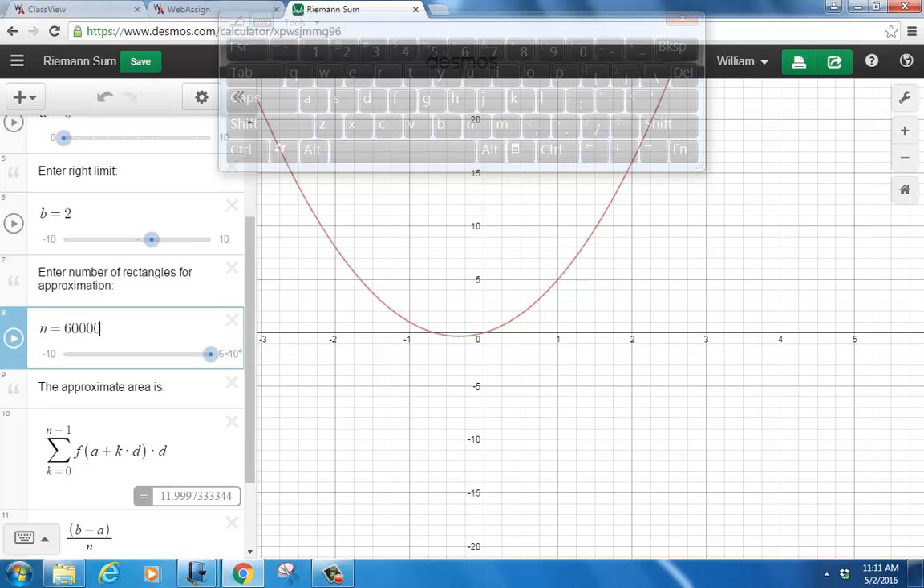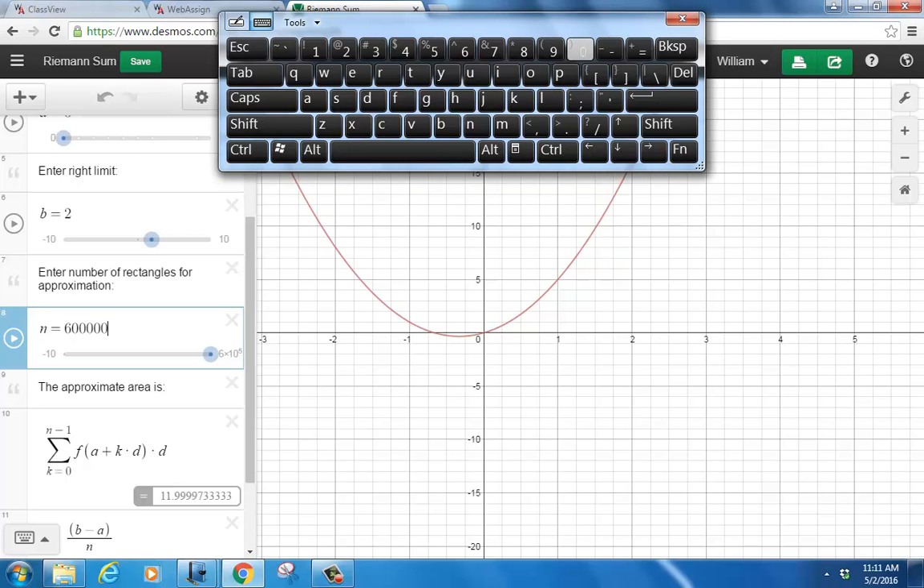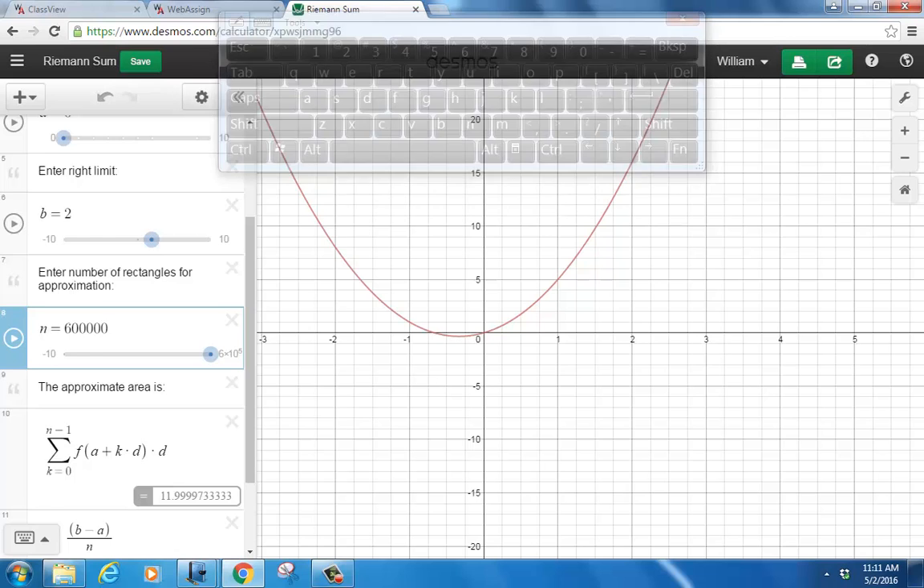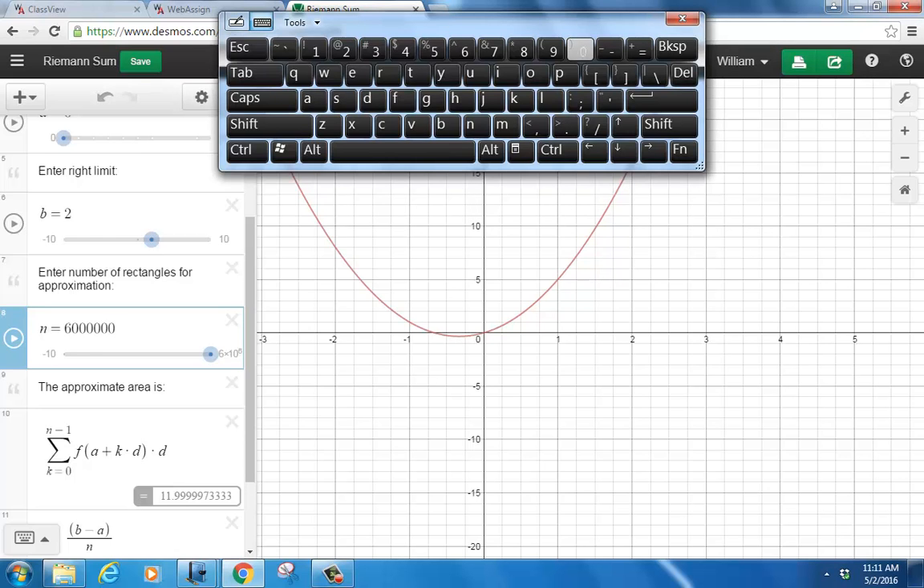Okay, 11.9997. And if you try 600,000, you can see you're just going to get closer and closer there. Let's try 6 million. I've never tried 6 million on there. Okay. Every time you add more rectangles, notice that your approximation is getting closer and closer to what? Obviously, 12, which we already know to be the exact value from the fundamental theorem.